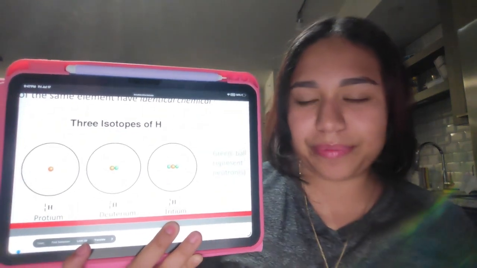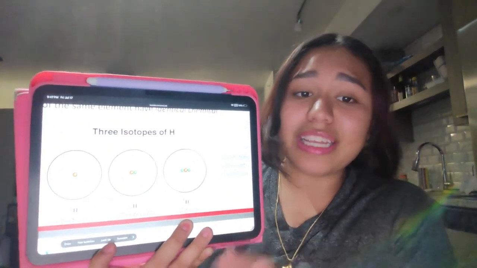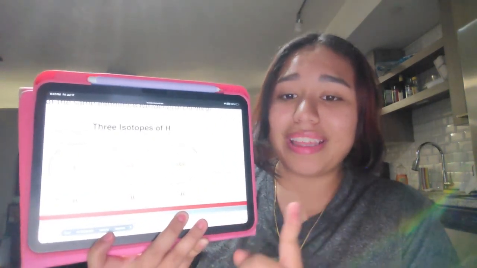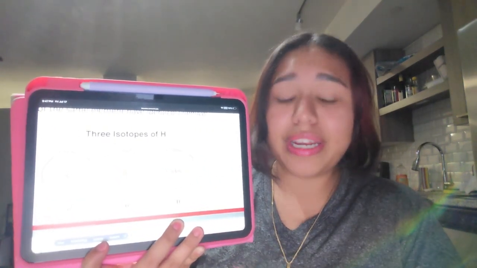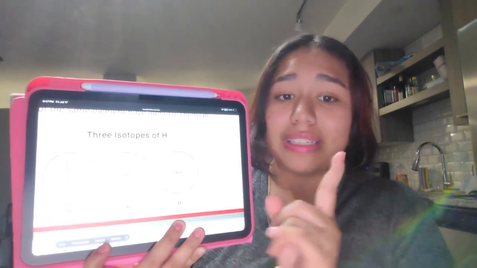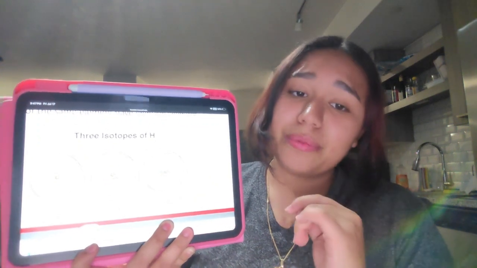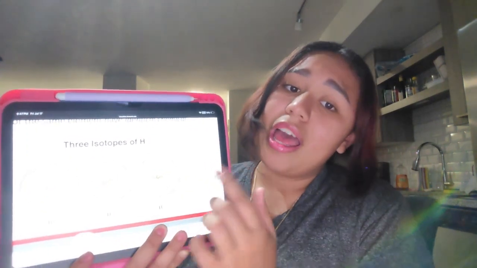Okay. For example, hydrogen has three different isotopes: protium, deuterium, and tritium. They are all hydrogen, because each one has one proton that is shown as an orange ball, but they have different number of neutrons that is shown as a green ball.